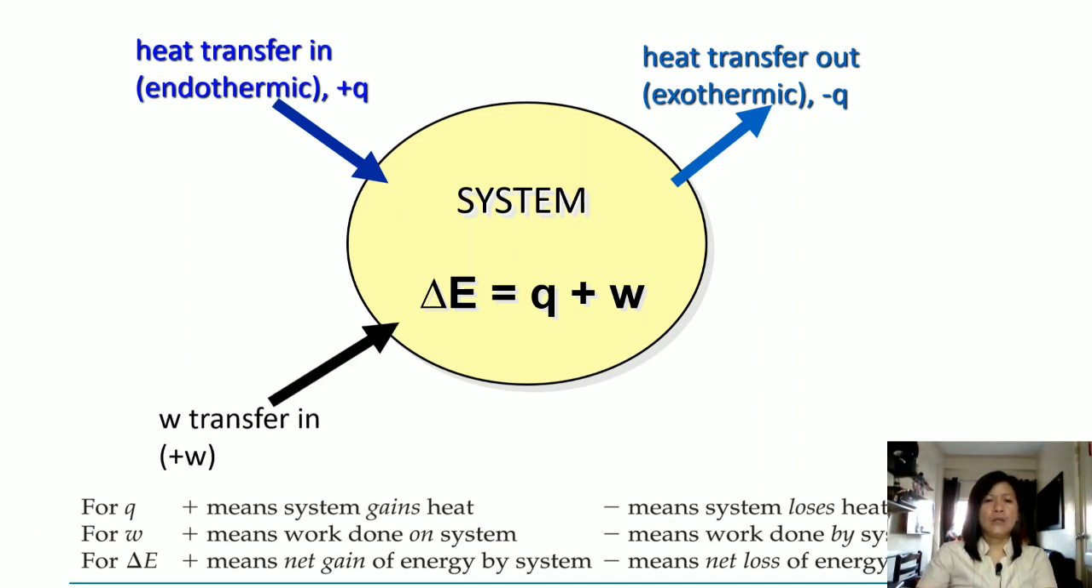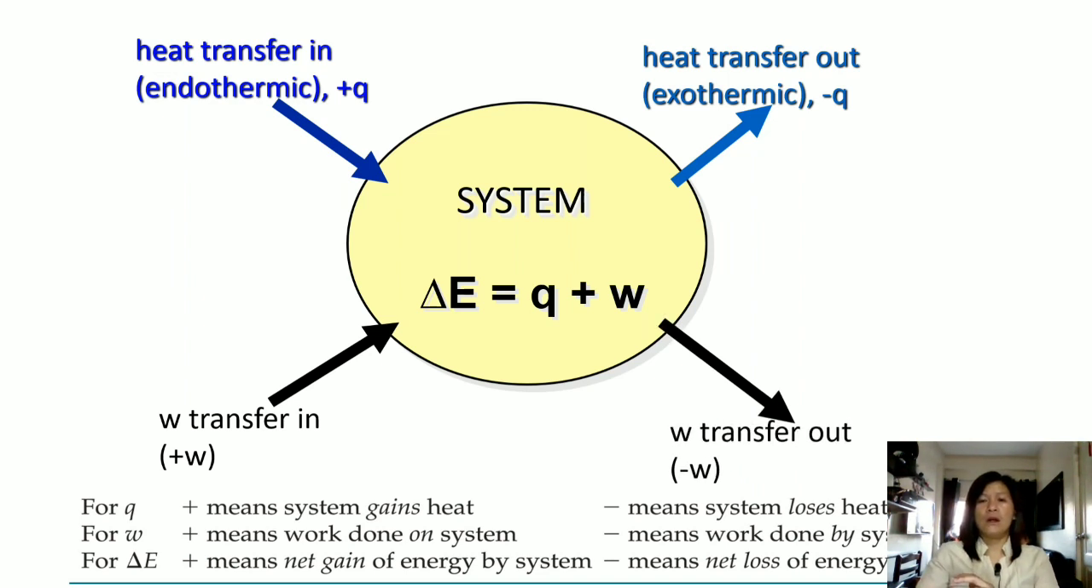In addition, with heat transfer into the system or towards the system, work may be done by the system. That's why to get the change in the internal energy, you add the heat absorbed by the system and the work done by the system.